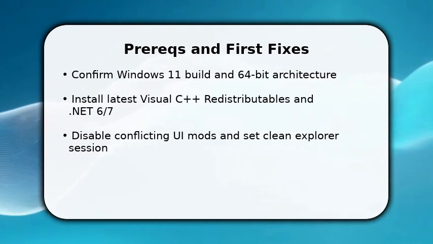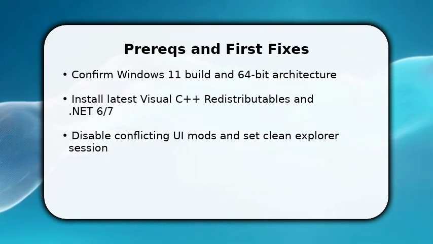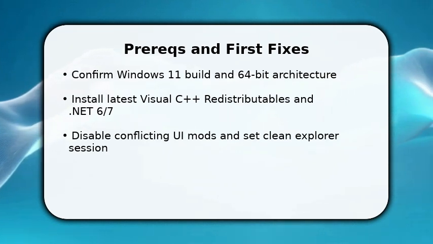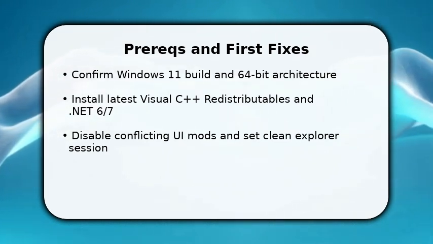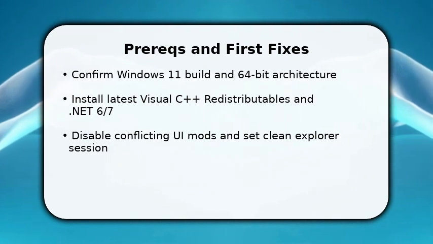Next, close or disable other taskbar modifiers and restart Explorer to create a clean baseline. You do this so the tool can hook into the taskbar without contention, and it avoids stubborn state conflicts that block translucency from applying correctly.